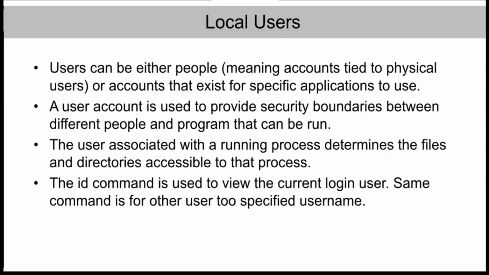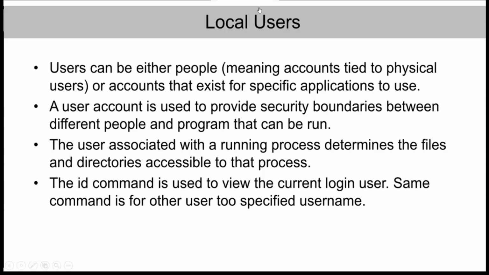The user associated with a running process determines the files and directories accessible to the process. That means for any user you are using, there is some running process which will decide which type of files or directories you can access. And here we have a command called the id command, by which you can check the current login user information: which user you are using, the UID, GID, and the SELinux context value. So let's go to the terminal.